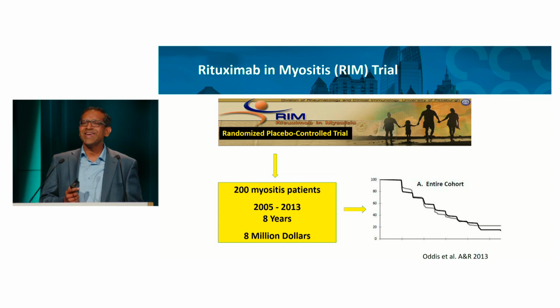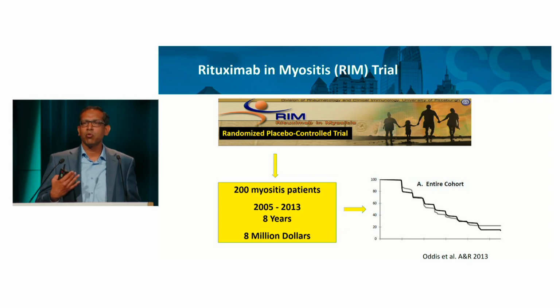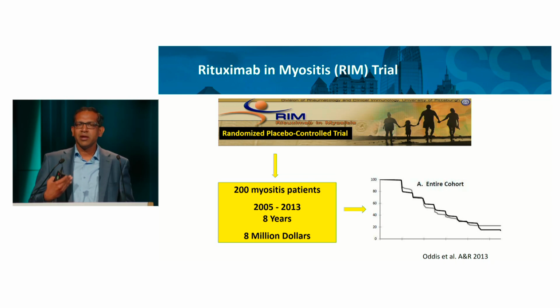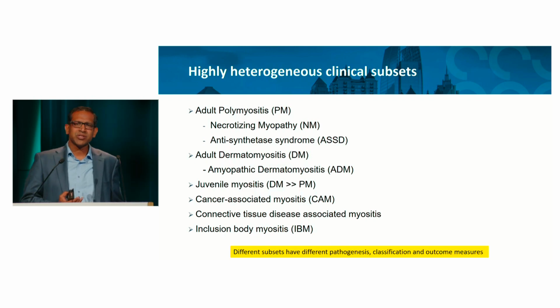But it took us 8 years and $8 million to get a graph like this. This is a shame in the sense, we need to do better, faster, and more meaningful clinical trials so that we can study different therapeutic targets a little faster so that we can eventually get our patients some treatments that are definitely possible. Another challenge is myositis is not a single disease.